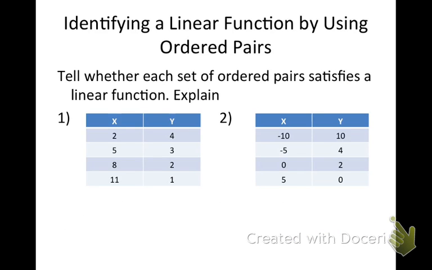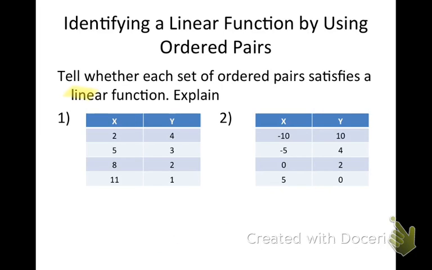All right, first thing we're going to talk about is, well, what makes a linear function? It says, tell whether each set of ordered pairs satisfies a linear function. What's the root word in linear function? Line. Okay. In order for it to be a line, it's got to have like a stair step, as in it goes up the same amount. It goes up and over the same amount here, okay?